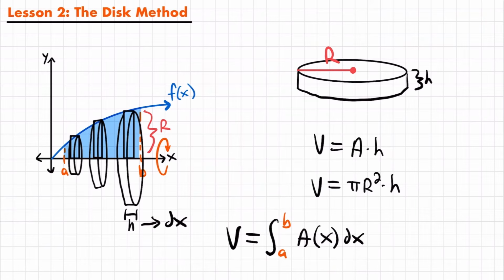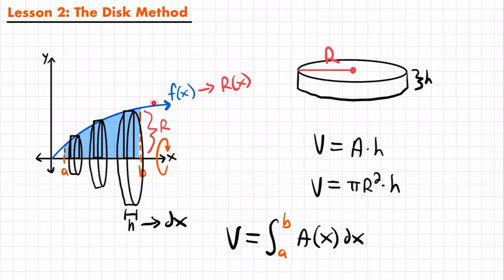And remember, we said that the cross-sectional area of one of these disks is just equal to the area of a circle, which is pi r squared. So this cross-sectional area would be equal to pi r squared, where we can view the radius as a function of x. The distance from the function to the x-axis is the radius, and so we can just view this function as the radius for all of our disks.